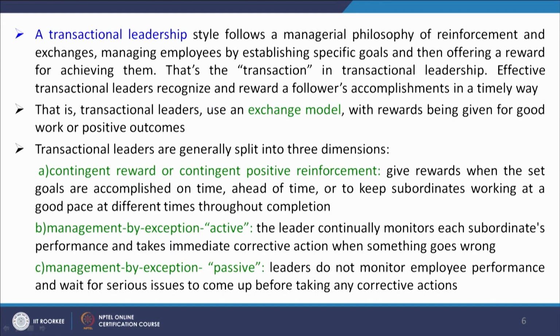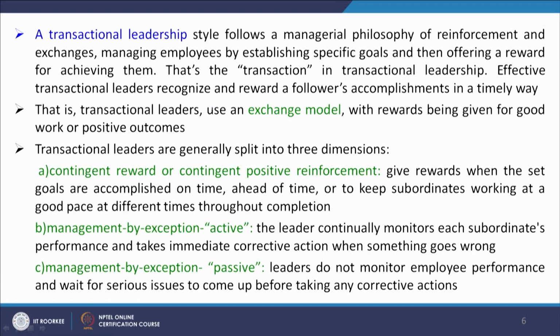Now, the point is that even this transactional leadership has three dimensions or components, that is, how a transactional leader functions in the organization. So, the first is contingent reward or contingent positive reinforcement, that is giving rewards when the set goals are accomplished on time, ahead of time, or to keep subordinates working at a good pace at different times throughout completion.